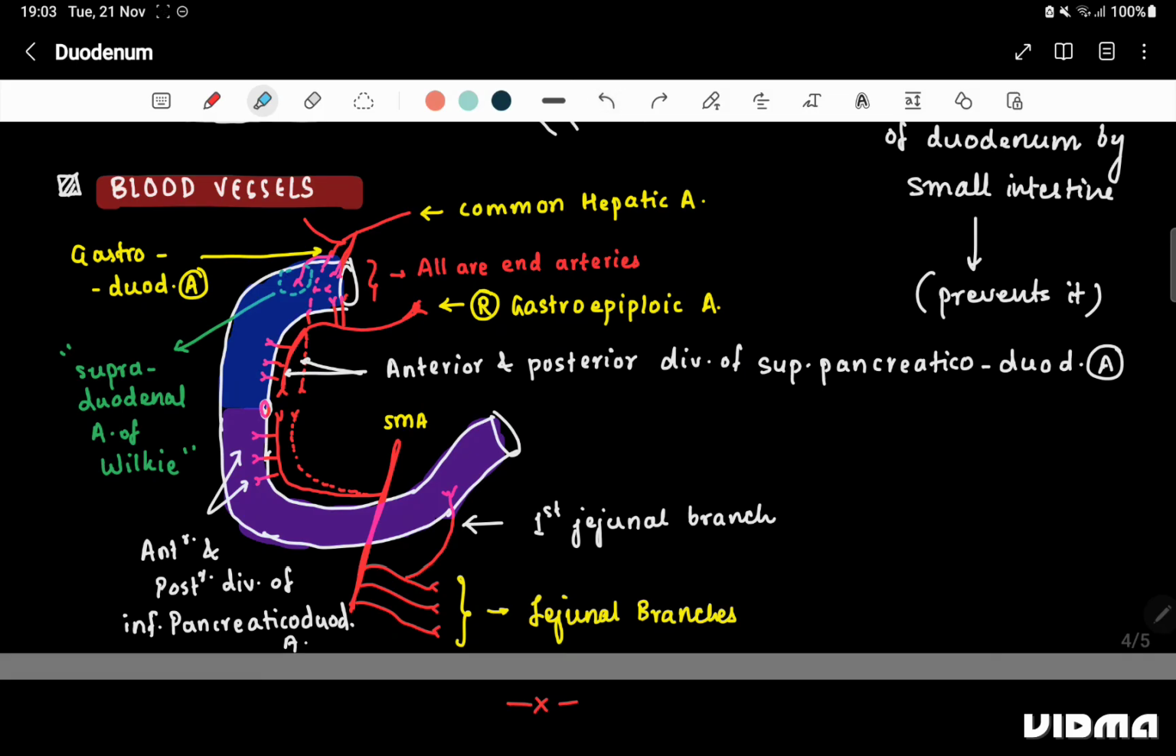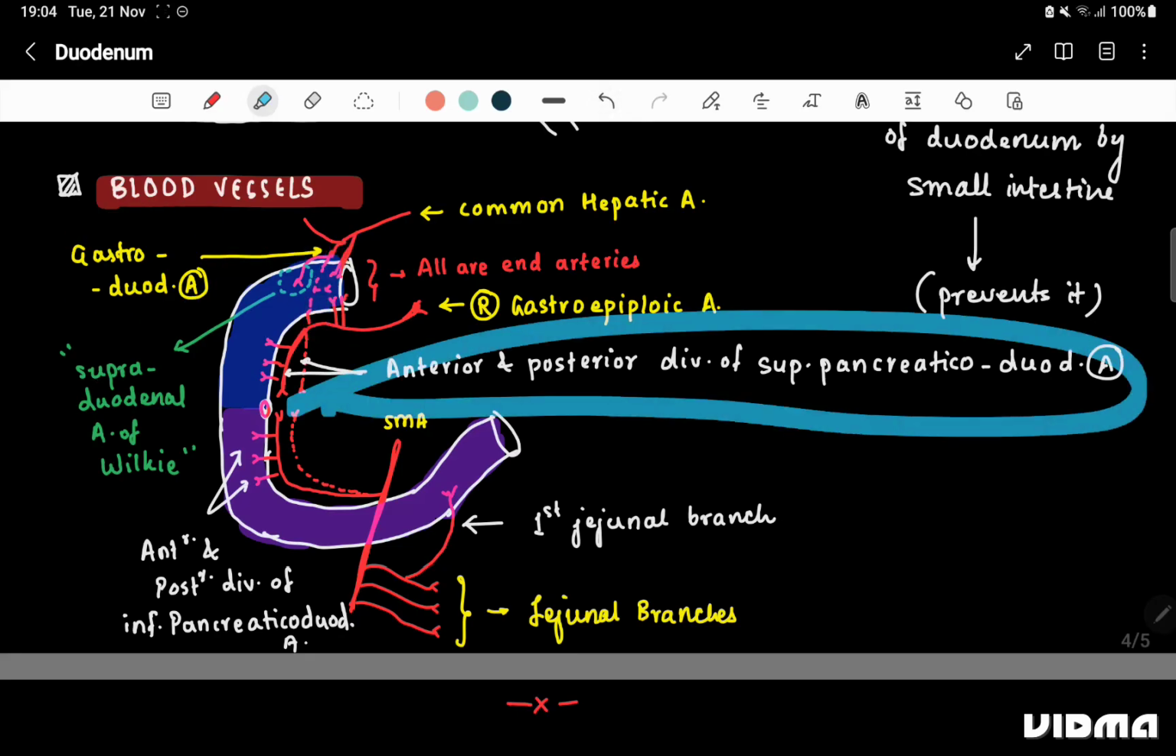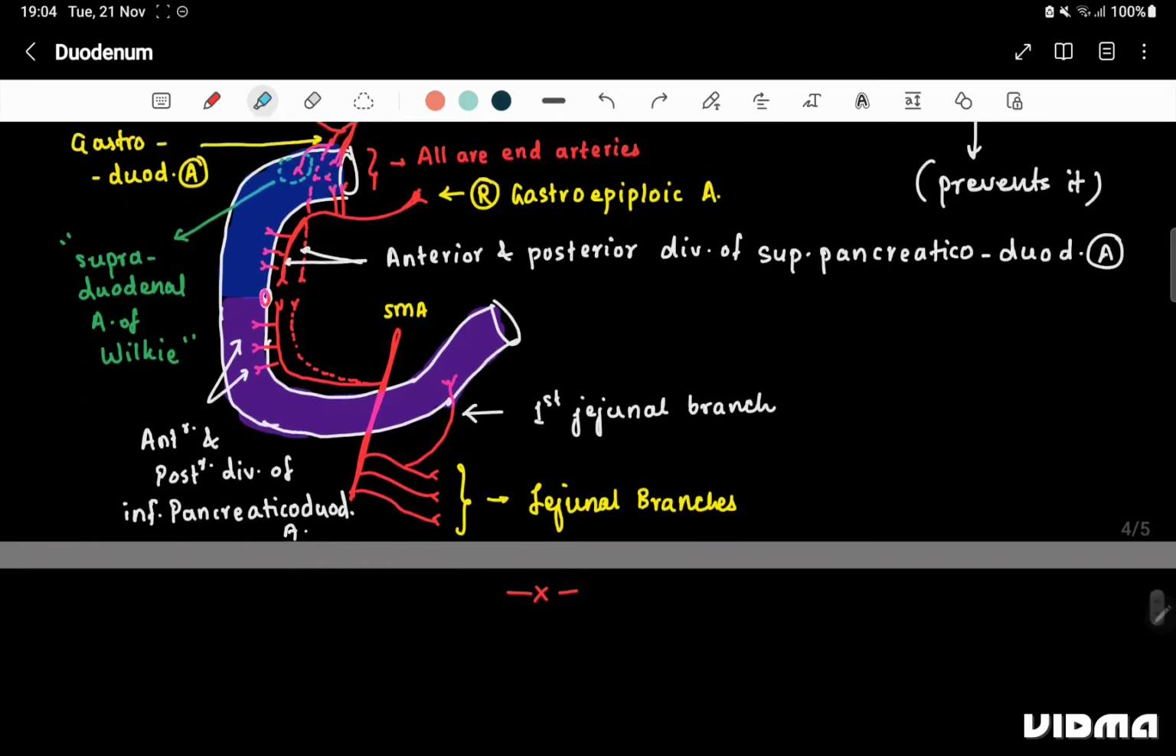So we talked about the gastroduodenal artery. Then we had the supraduodenal artery, also called the supraduodenal artery of Wilkie, which was supplying just the upper border, the upper part. And the gastroduodenal artery divides into the anterior and posterior divisions of the superior pancreaticoduodenal artery.